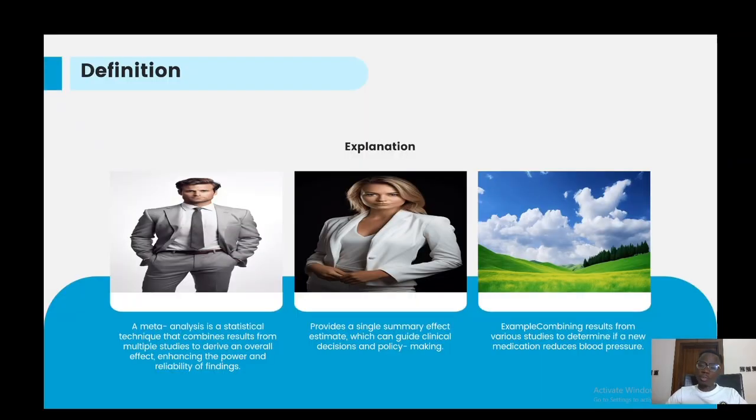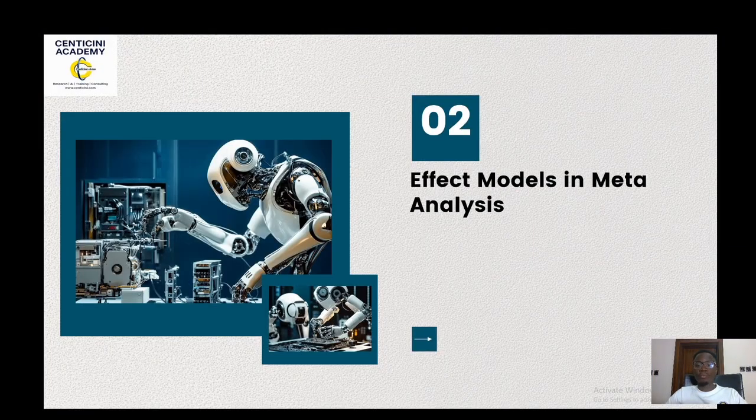Now, I'm not really going to be stressing much on the definition of meta-analysis. We all know that meta-analysis is just that statistical technique that we use in combining results from different studies, okay? Because the idea is just to provide a quantified summary estimate that can guide decision making.